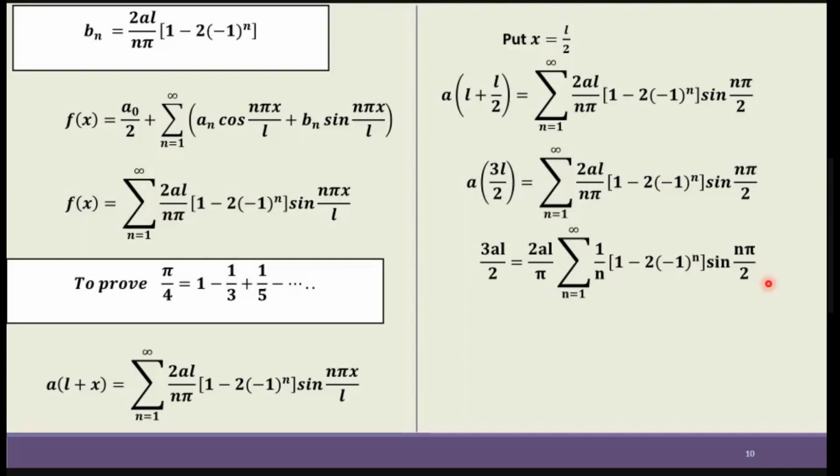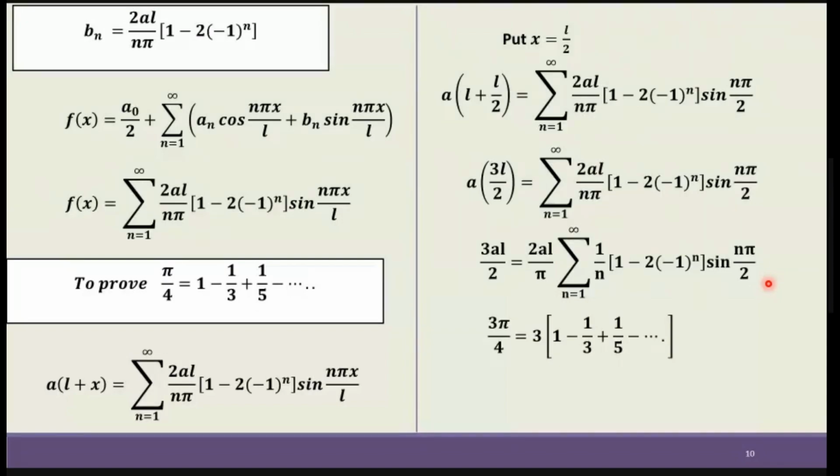What is the value of sine of 3 pi by 2? Is it 1 or minus 1? Minus 1, correct. When n is equal to 3, we get sine 3 pi by 2, that will become minus 1. What is sine 5 pi by 2? That is equal to 1. That is why alternate plus and minus comes.